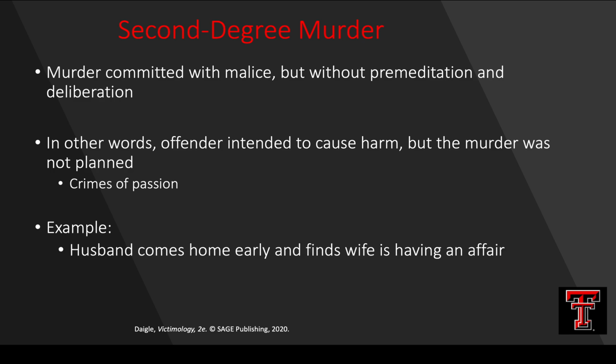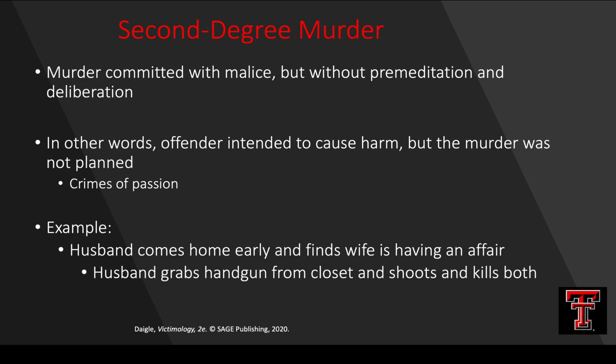A good example of this: the husband comes home early, finds his wife is having an affair, he grabs a handgun from the closet and shoots and kills both of them. This was not something he was planning on doing when he woke up in the morning, but it was a crime of passion. Emotion took over, impulse took over, and he ended up killing them. He meant to kill them, but he did not plan it beforehand. A lot of these second-degree murders are a result of a disagreement.